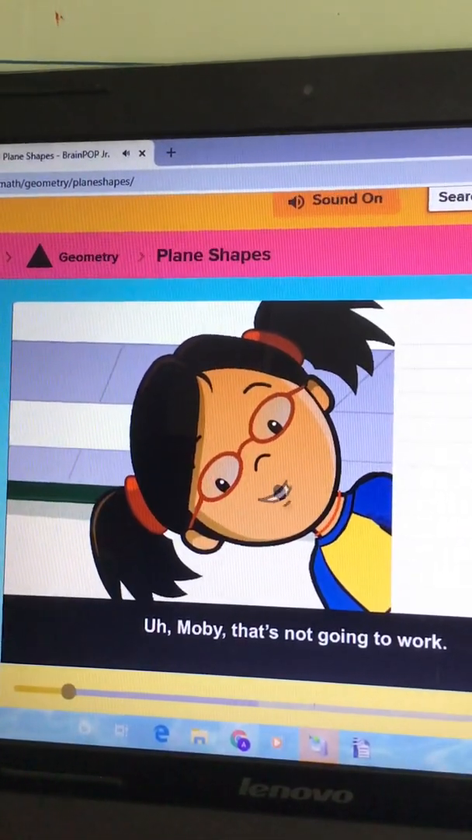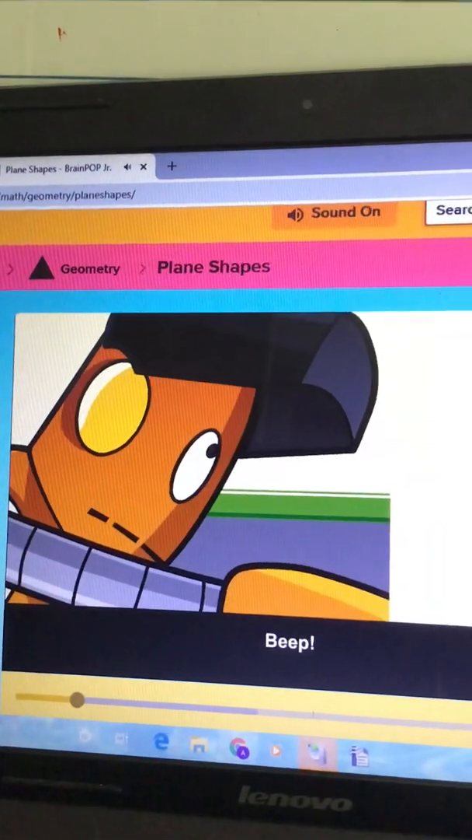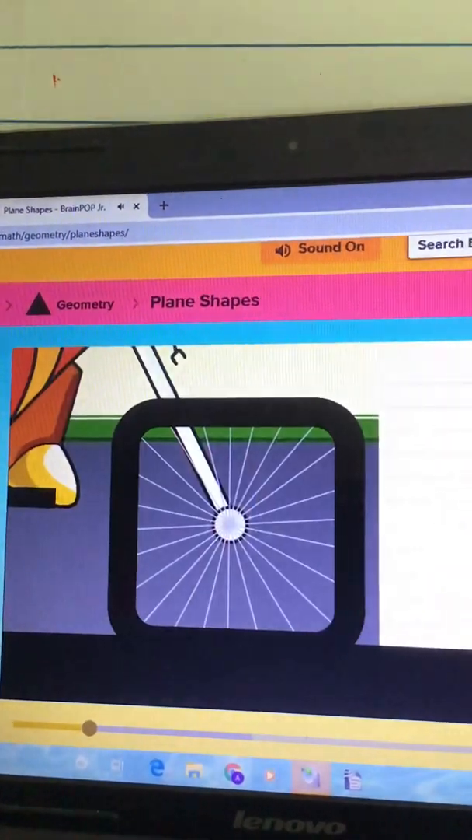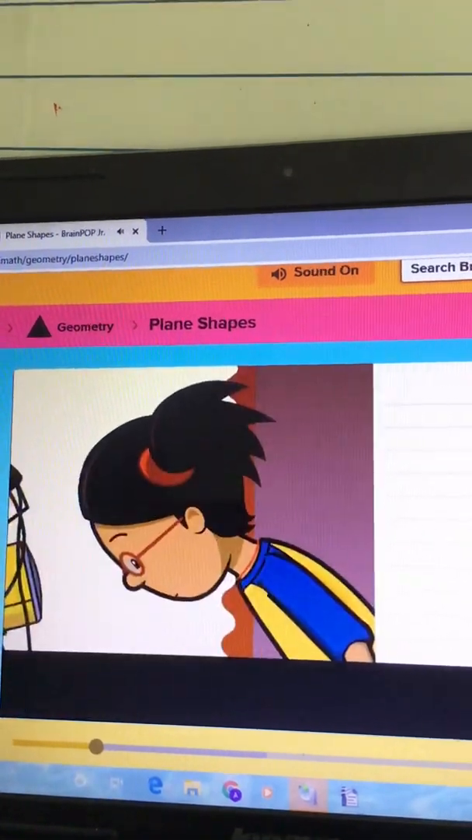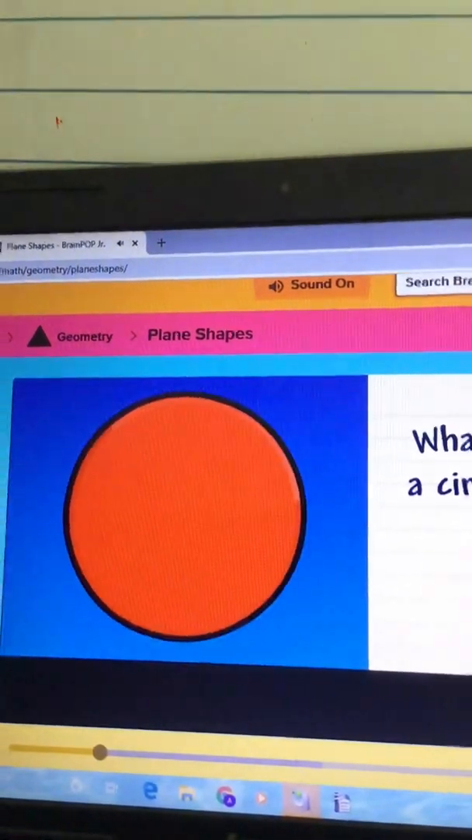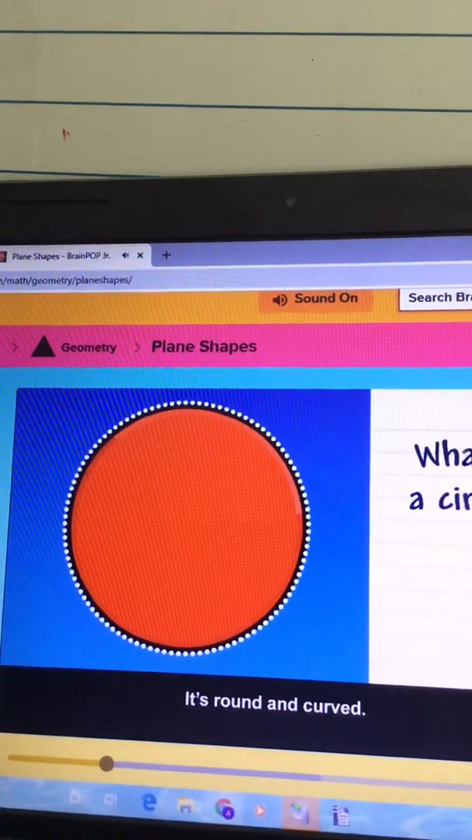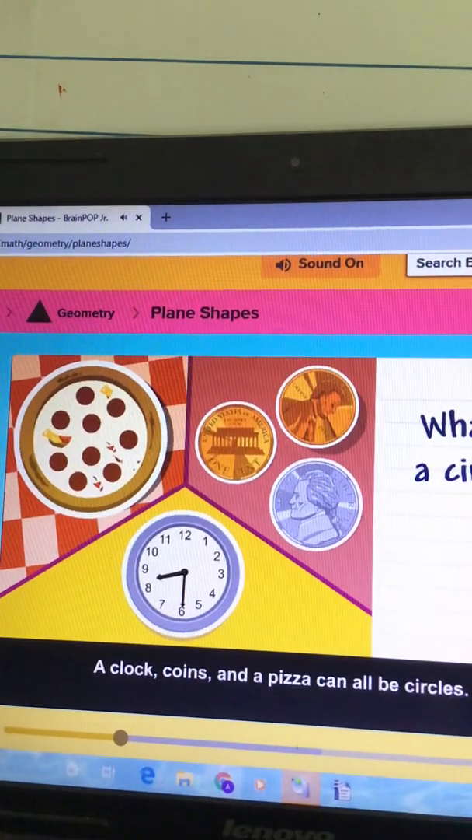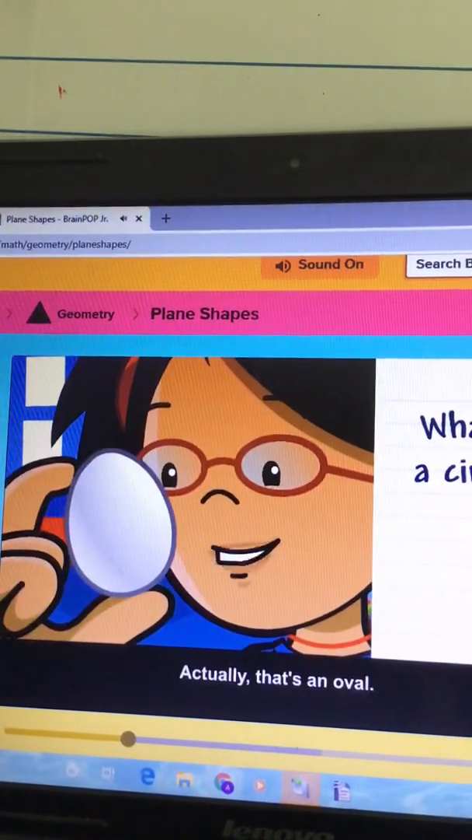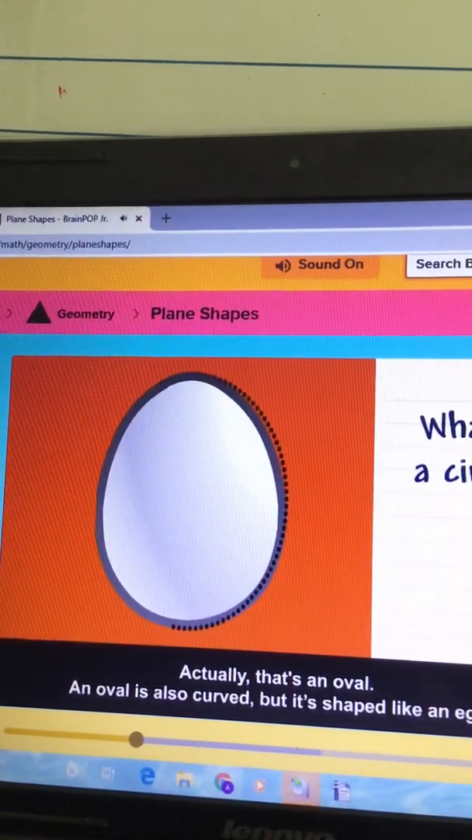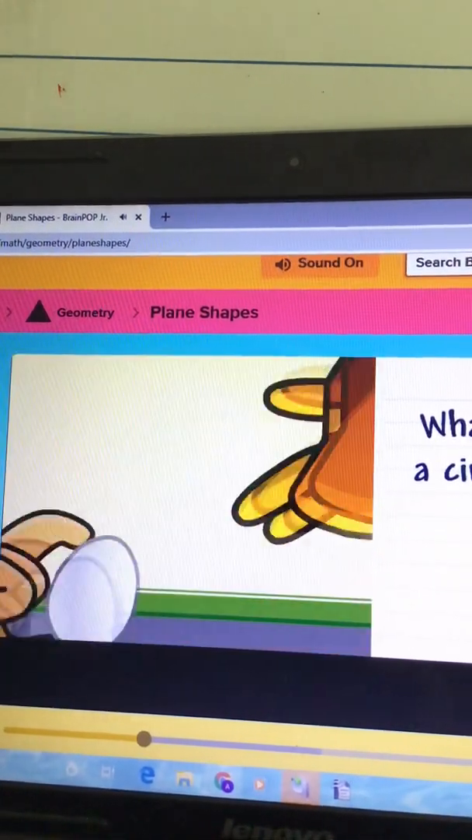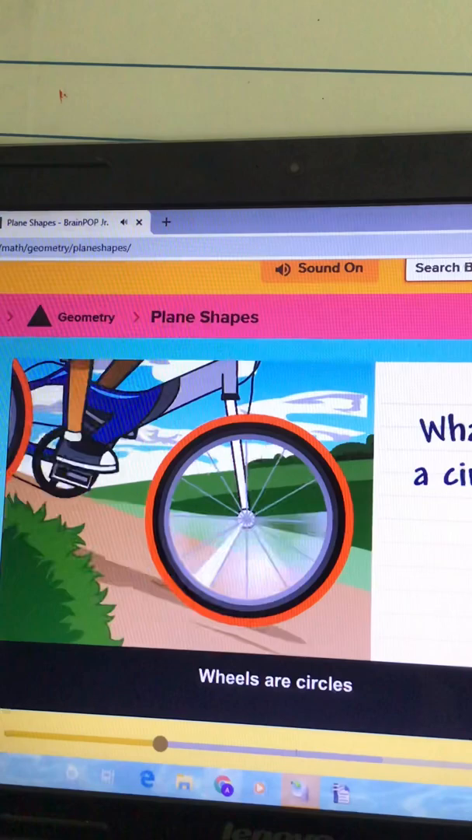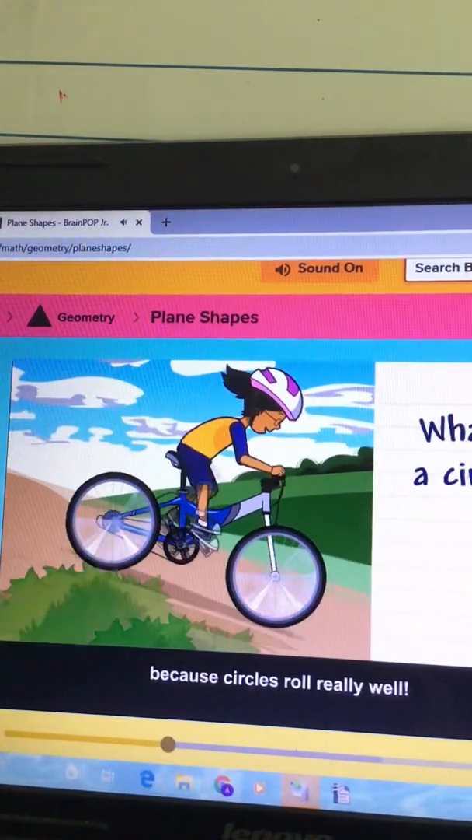Moby, that's not gonna work. No, it won't. The wheels are the wrong shape. Wheels work better when they're circles. What is a circle? It's round and curved. A clock, coins, and a pizza can all be circles. Actually, that's an oval. An oval is also curved, but it's shaped like an egg. I guess it rolls too. Wheels are circles because circles roll really well. See, Moby?